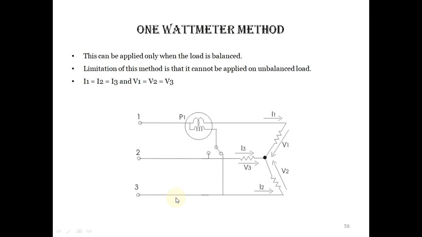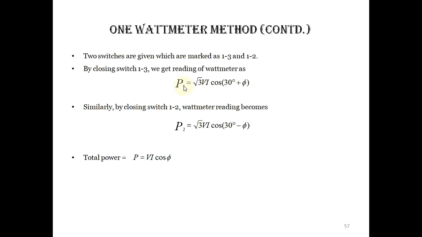So I1 equal to I2 equal to I3 for balanced load, and V1 equal to V2 equal to V3. Here you can see that there is a provision of switching the wattmeter, first across 1 and 3, and secondly across 1 and 2. The calculation is just the same as the 2 wattmeter method. Don't need to worry about that. P1 equals root 3 VI cos(30 degree + phi), P2 equals root 3 VI cos(30 degree - phi), and total power will obviously be, as obtained earlier, P equals 3 VI cos phi.